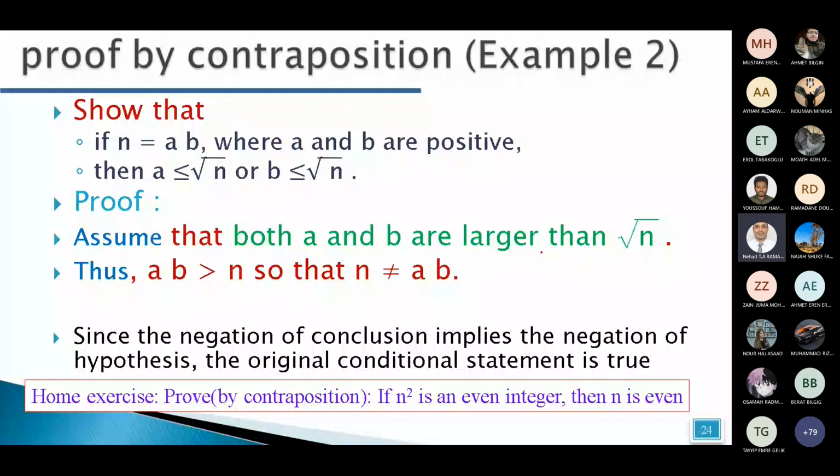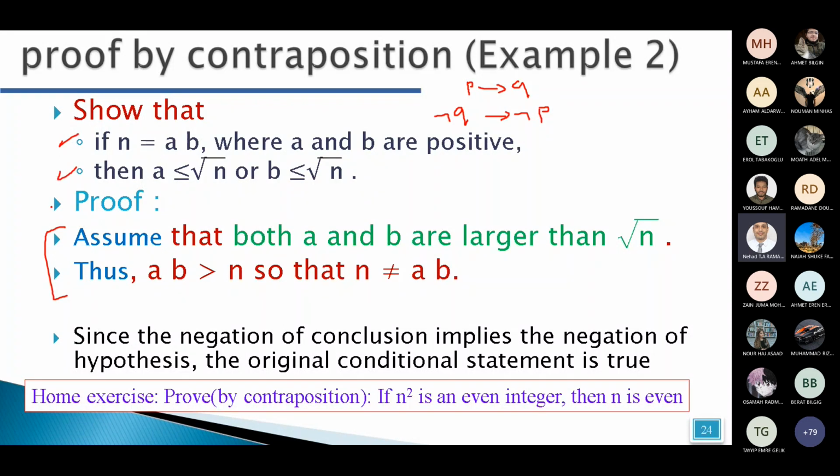Okay, another example for contraposition. Again, when we have an assumption that gives us a conclusion, contraposition means we start with the opposite of the conclusion to get the opposite of the assumption. Okay, let's take a look. See the proof, 2 lines only. Here's the assumption, here's the conclusion.